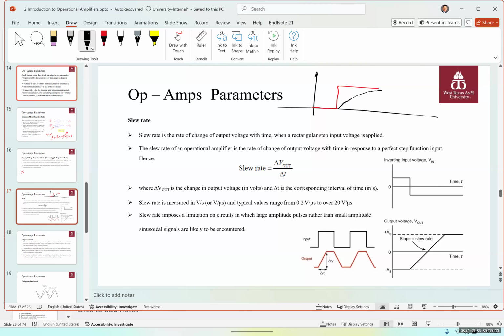So for example, if we have a capacitor and we want to charge it, imagine that we connect that capacitor with a switch to a battery. When we close that switch, it's like we are giving it a step voltage.